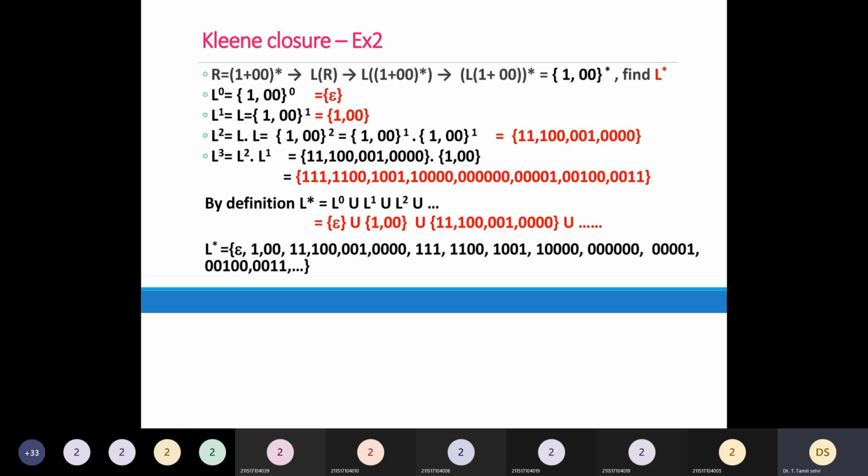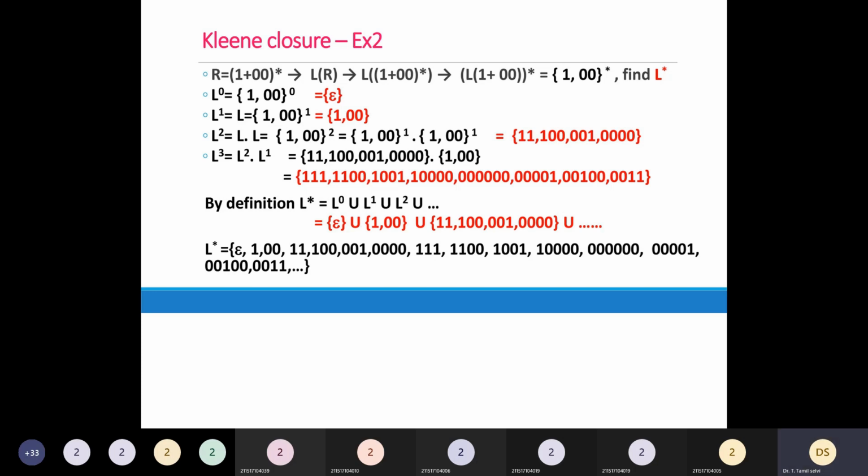And then the second one, L power 1 means {1, 0} power 1. This is equivalent to {1, 0} itself. If it is 2, you have to write it 2 times. Finally you have to combine all the things, that is 11, 10, 00, 00. So finally you will be getting 4 strings while performing the concatenation operator on the language.